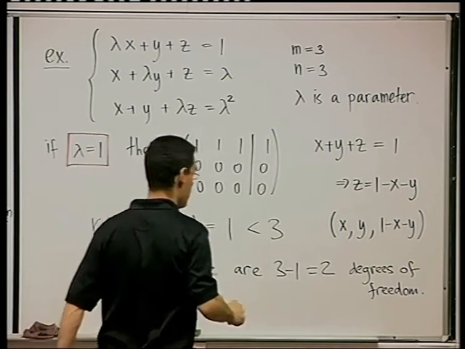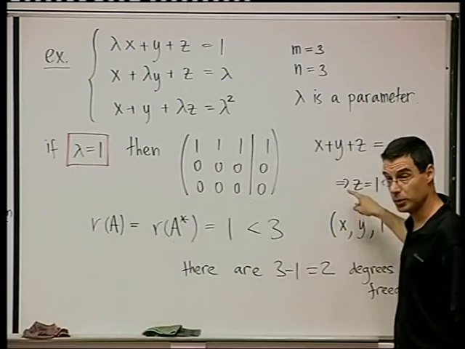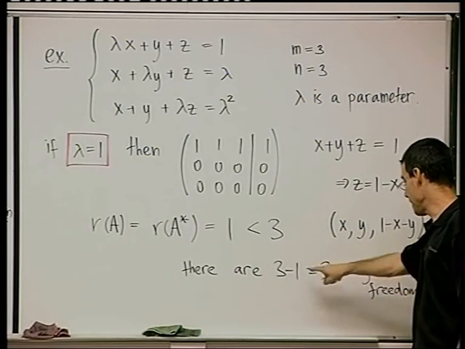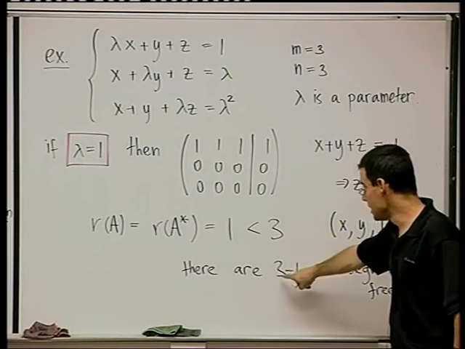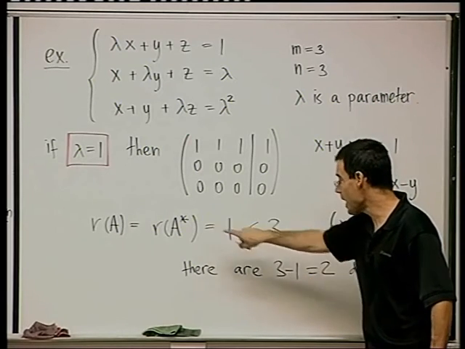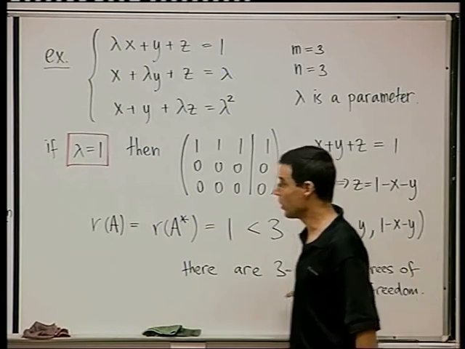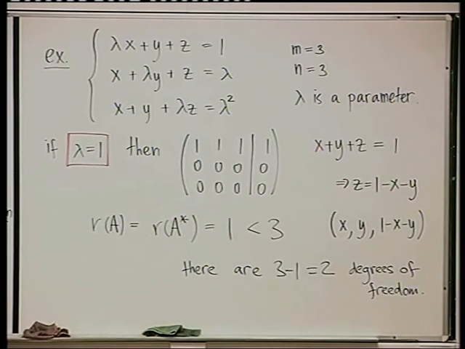Okay, so this was the situation where lambda equals 1. We have infinitely many solutions with n minus the rank of A degrees of freedom. This corresponds to part 3 of this theorem. If the rank of A equals the rank of A star is less than n, then the system has infinitely many solutions with n minus the rank of A degrees of freedom. Good?